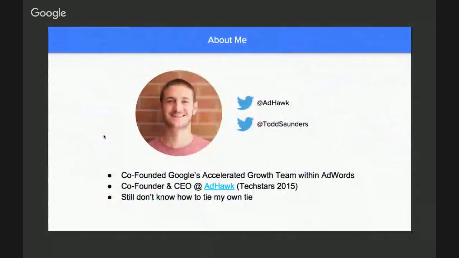A little bit about myself. I was previously on the AdWords team at Google. I co-founded a team on the AdWords team called the Accelerated Growth Team. We worked with high growth startups to help them scale their digital advertising. So we worked with companies that were spending a couple $1,000s per day and helped them scale and optimize their accounts so that they could grow into $10,000, $20,000, $30,000 a day.